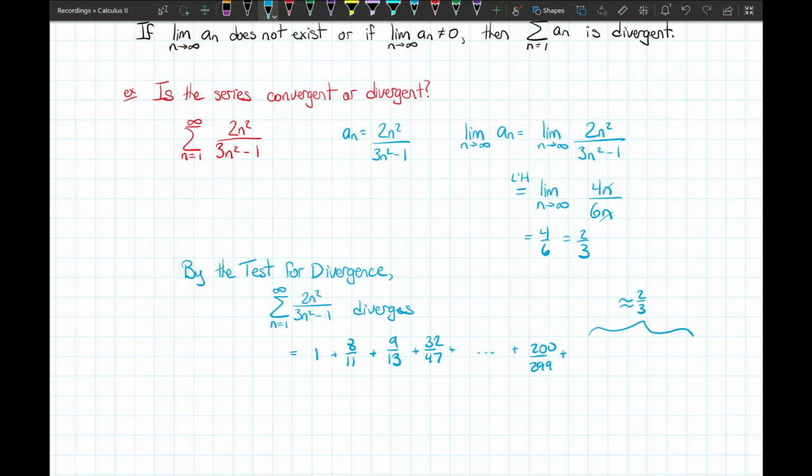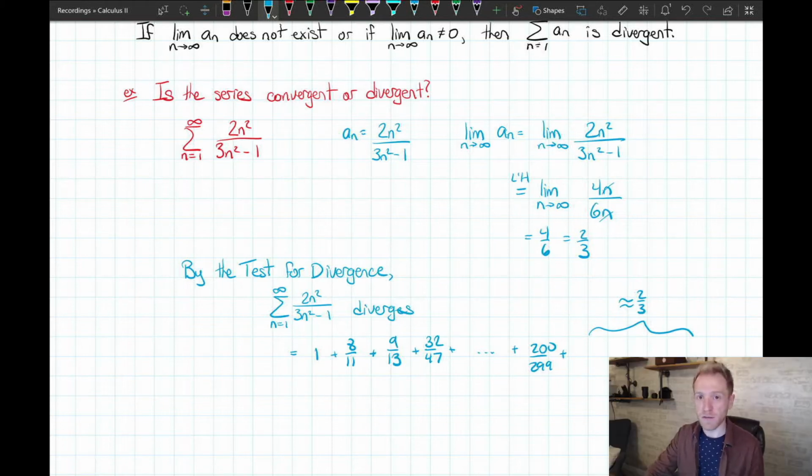And if we add 2/3 plus 2/3 plus 2/3 forever, we know that this must be an infinite value. This can never be a finite value, so therefore, this series must be divergent. Now, the test for divergence is fairly straightforward. It is just a matter of finding out whether or not the terms themselves go to 0.